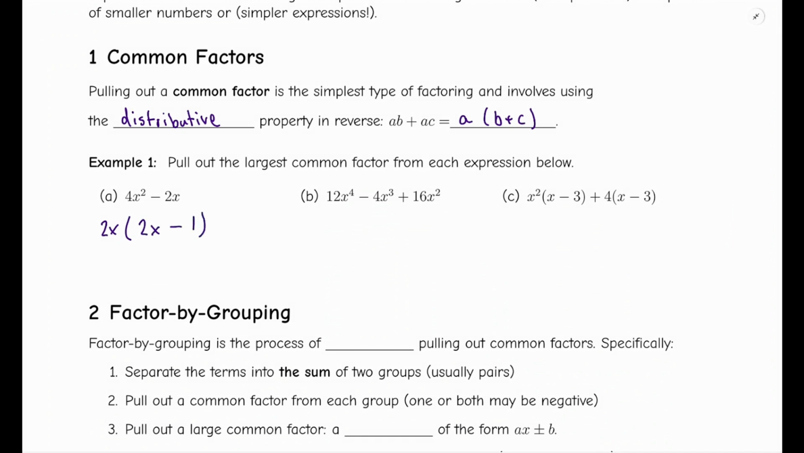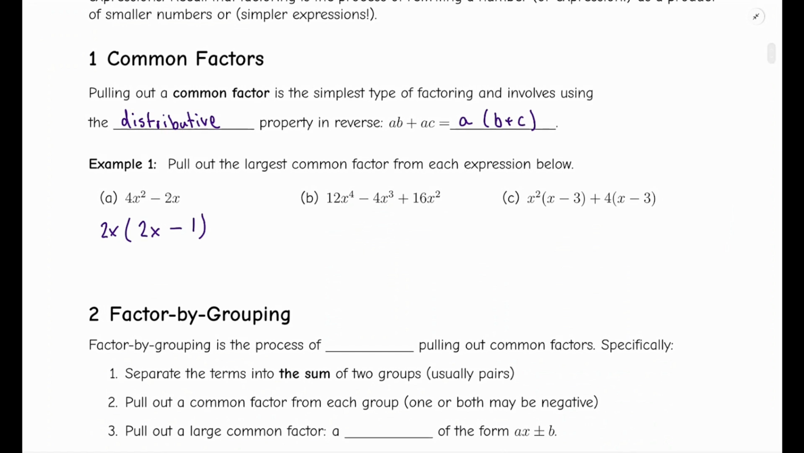Don't forget that it's going to be 1. The 2x just doesn't disappear. And you can see this if you think of factoring as division. So 2x divided by 2x is 1. So that's where the 1 is coming from.